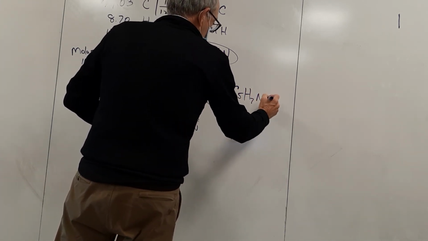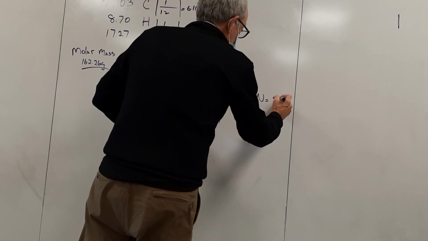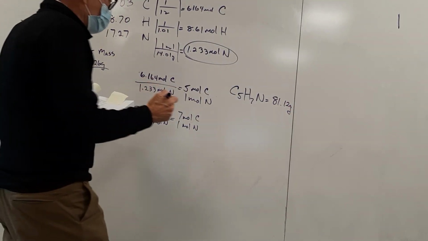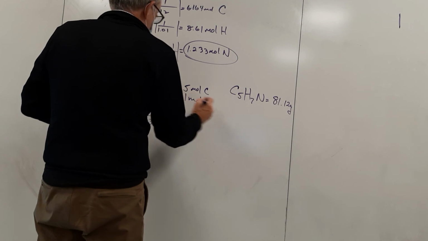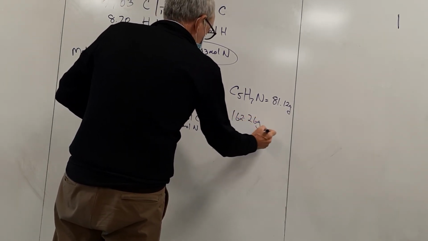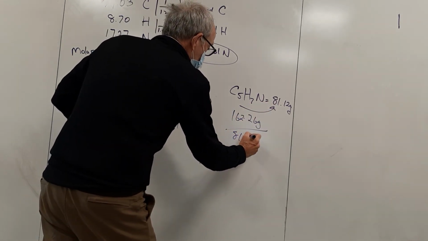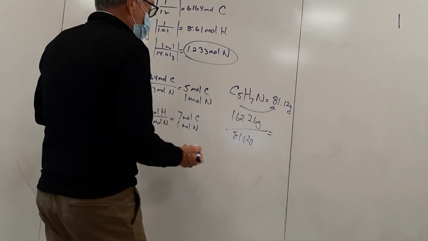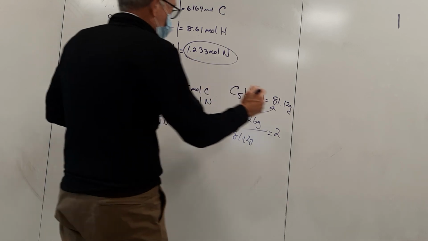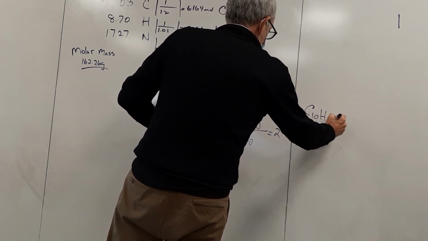and the mass of that is going to be 81.12 grams. So to find my molecular formula, I'll just take the molar mass, 162.26 grams, divided by the empirical formula mass, 81.12 grams. That's 2 to 1. So that means my molecular formula will be C10H14N2.